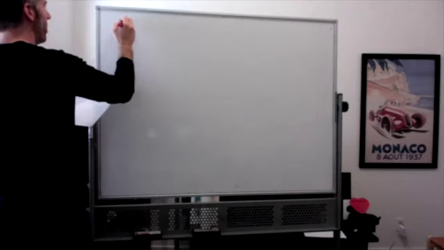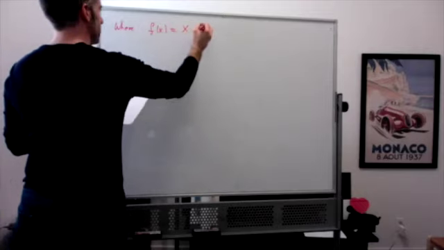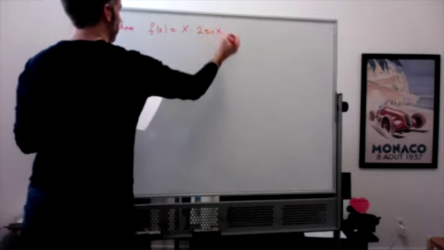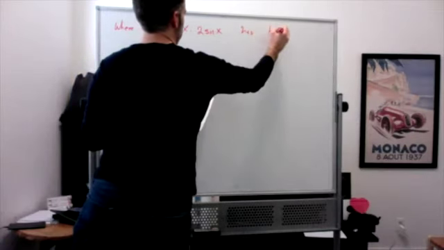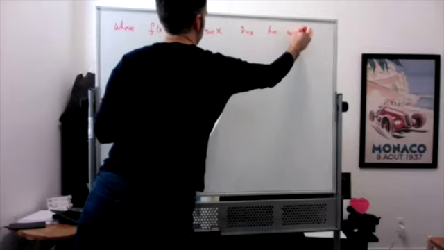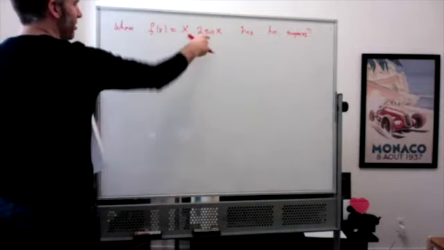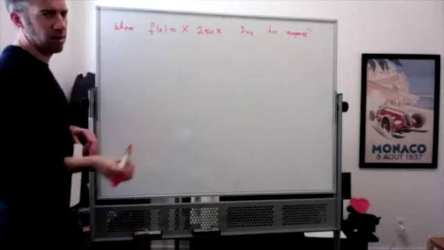Let's find where f of x equals x times 2 sine of x has horizontal tangents. I feel like the 2 wasn't supposed to be there, but that's what the person wrote. It could have been sine of 2x. Oh well, either way, it's a good question. Oh no, I see why it might want to be 2 sine of x.